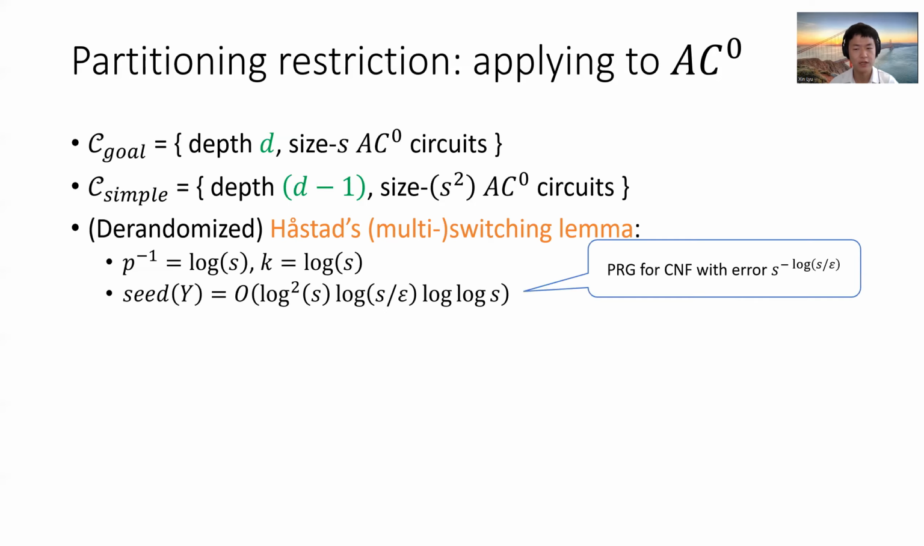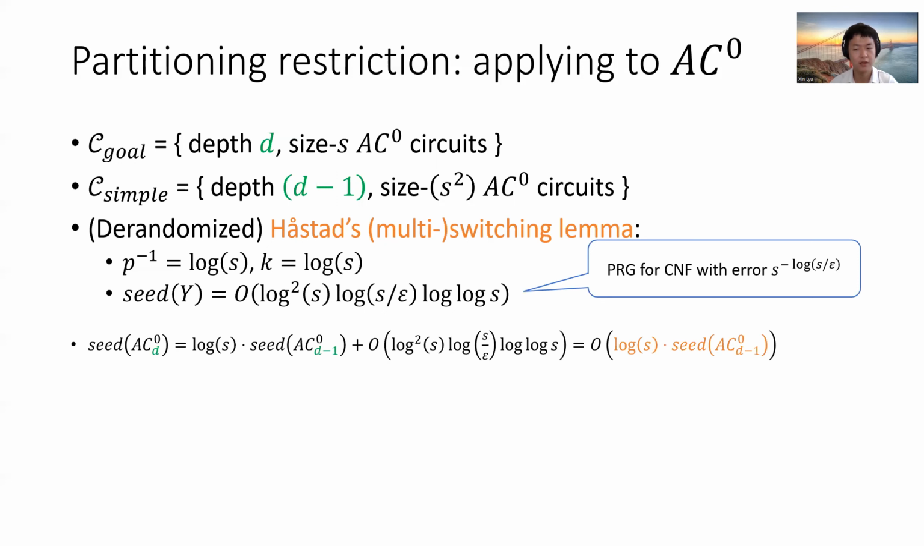In fact, we are just taking y from a PRG for CNF with a relatively small error. Then we can write the seed length for the depth d circuit as a function of that for depth d minus 1 circuit plus 1 extra term due to the string y. If we assume d is at least 3, then this y part would not be the bottleneck.